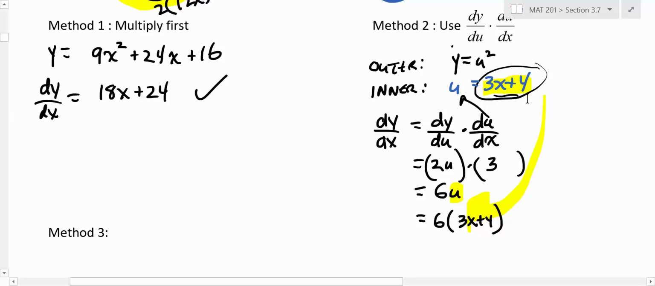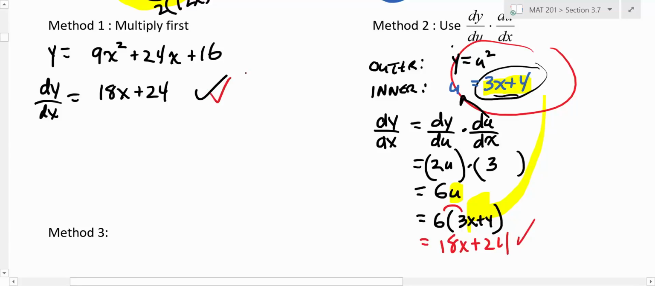Well, you've got to identify. The hardest part that students have on this is identifying that. But once you practice, you'll see the big function and what's inside of it. You've got two functions to start with. If we multiplied that out, you get 18x plus 24. That's what we knew we were going to get anyway, right? Okay, so that's the first way to learn how to do a chain rule.